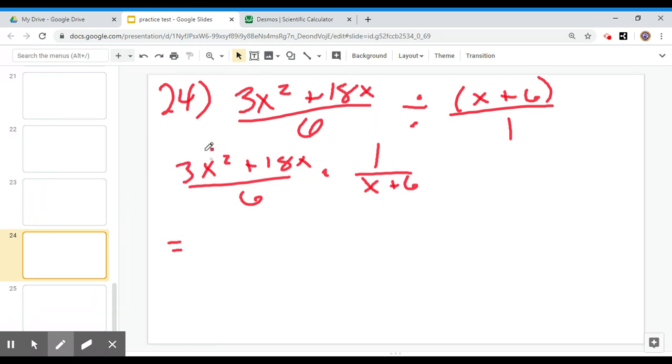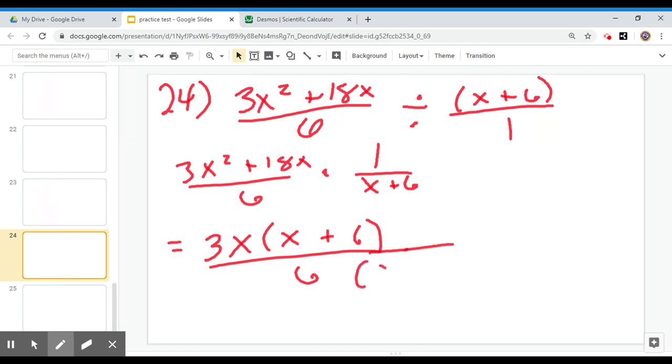So first of all, we have a 3 and an 18. 3 goes into both of those, so we'll take a 3 out. And then we have x squared and x, so we'll take out an x. And then if we take out a 3x from 3x squared, we're just left with x. Then if we take a 3x out of 18x, we're just left with 6. So we have that over 6 times 1 over x plus 6.